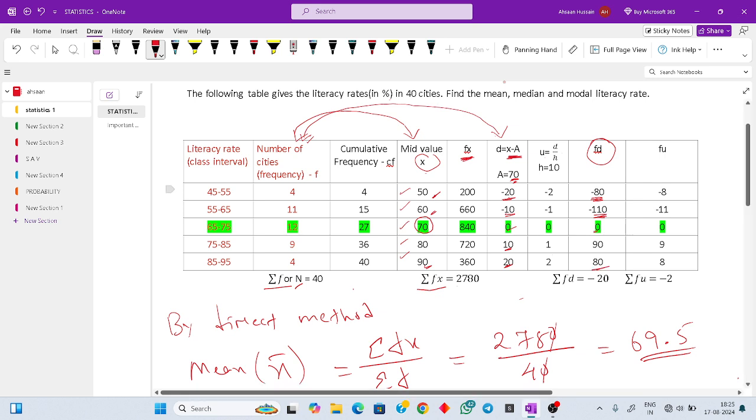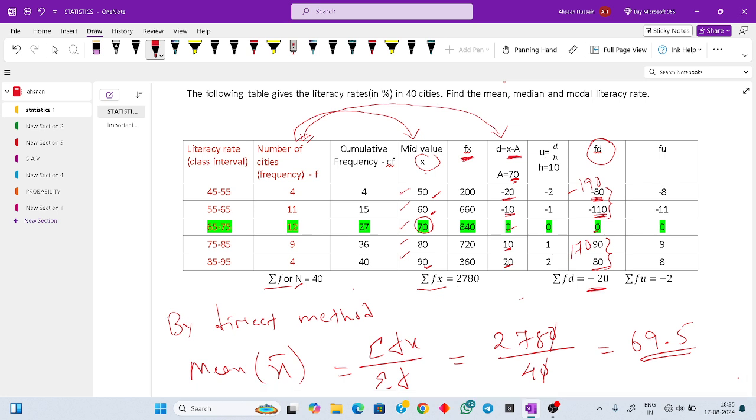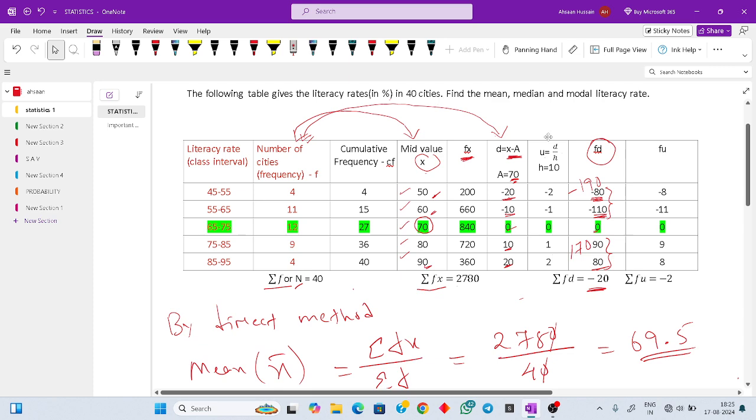Okay. So after finding FD, let's find the sum of FD. These two are negative values and these two are positive values. The sum of negative values is minus 190 and the sum of positive values is positive 170. So the total sum will come to negative 20. Minus 190 plus 170 gives minus 20. Okay, I hope you have understood this much. So now let's apply the formula.